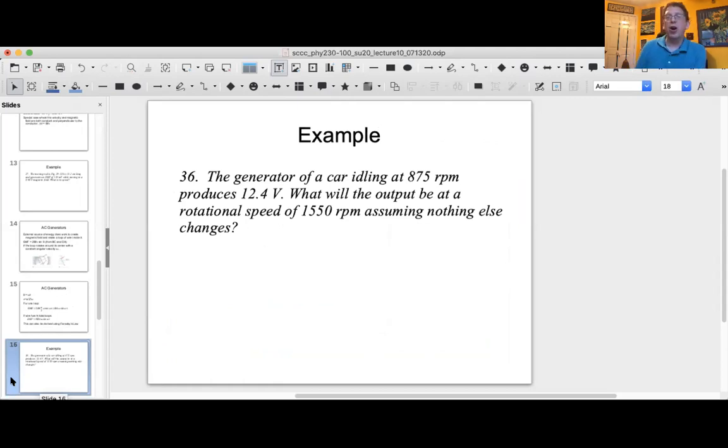The generator of a car idling at 875 RPMs produces 12.4 volts. What will be the output at a rotational speed of 1550 RPM, assuming nothing else changes? Which means the area of the loop, the number of coils, and the magnetic field don't change, but the rate at which it's rotating does change. Normally, when you do these problems, you'll need to convert omega to radians per second. But here it's a proportionality problem, so you don't need to do that for this particular example. But let's go to the whiteboard.